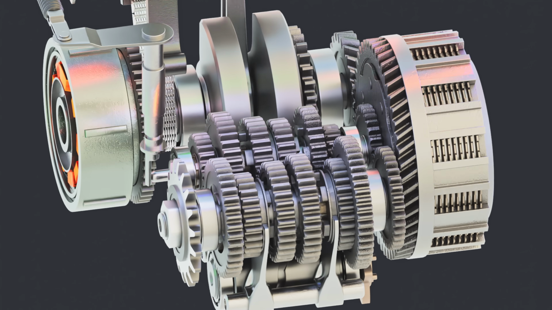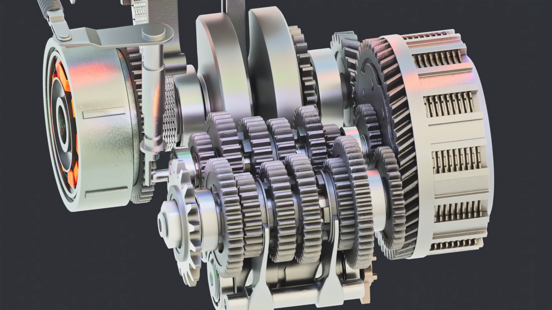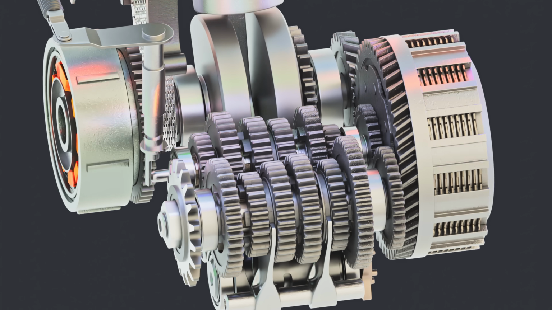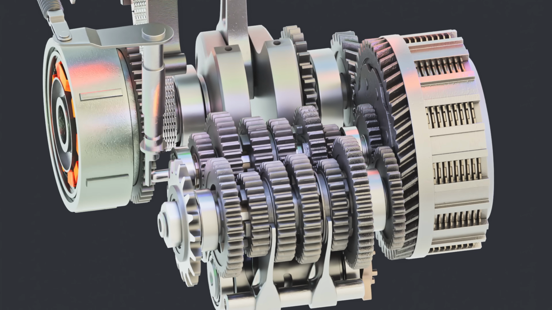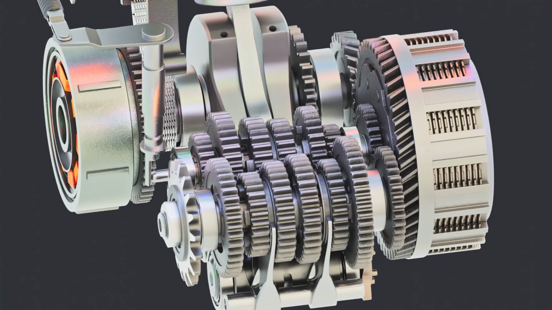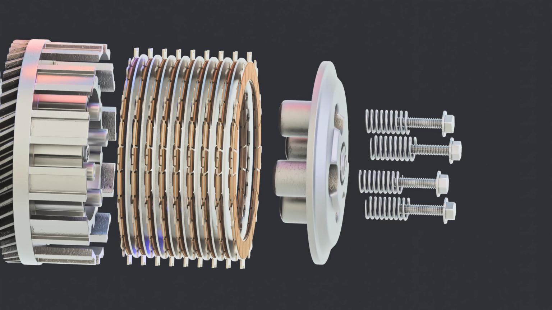The primary function of the clutch is to temporarily disconnect the engine from the gearbox. This enables smooth sliding of gears in the gearbox, allowing gear changes without stopping the engine. So, how is the clutch able to disengage and engage the power? To understand that, let's dive into the internal assembly of a clutch.